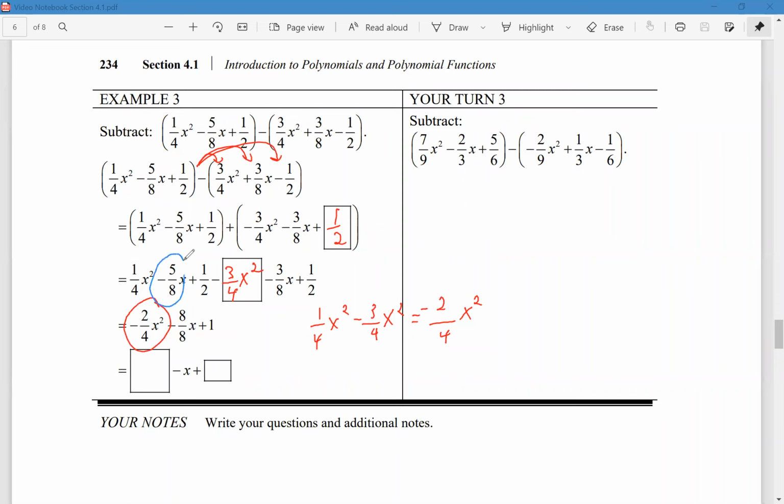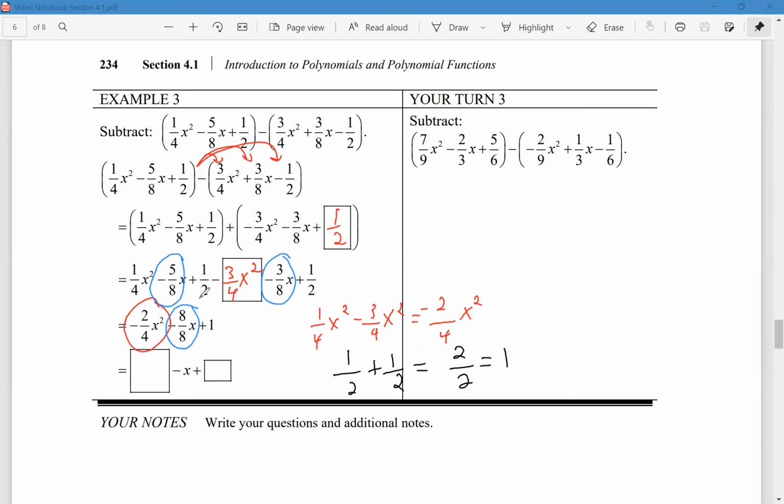negative 5/8 x minus 3/8 x. If you combine those fractions, that becomes negative 8/8 x. And then the last terms, 1/2 plus 1/2. If you keep the common denominator of 2, that's 2 over 2, which reduces to 1. So that's where the plus 1 comes from.